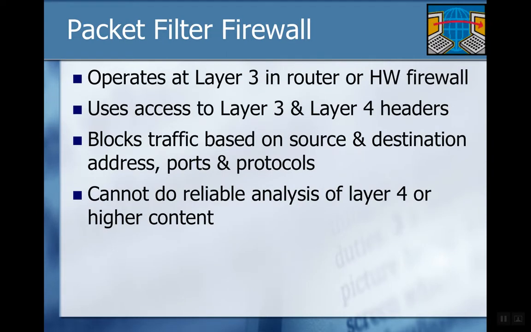So a packet filter operates at level 3, the network layer, of a router or hardware firewall. It will block traffic based on source and destination addresses, ports, and protocols. It doesn't really operate at higher levels, right? So it operates at level 3, in effect.